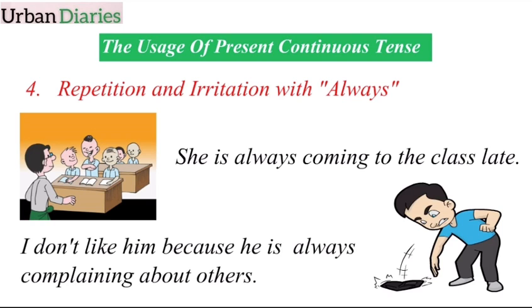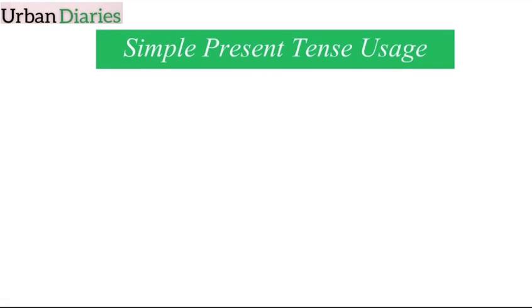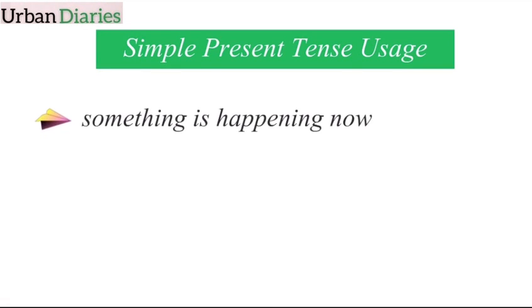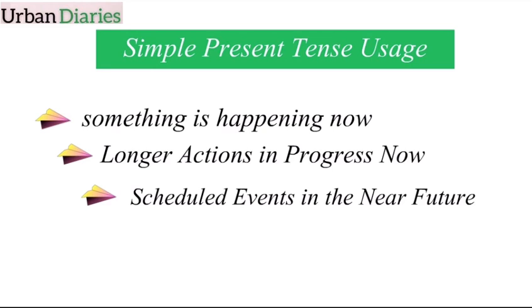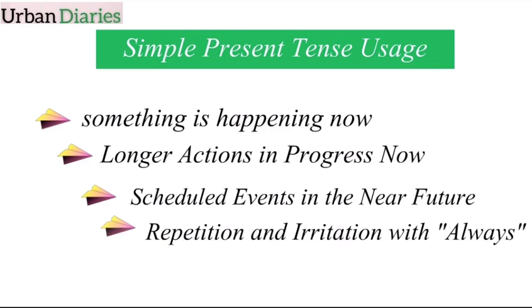Now let's repeat all of them one by one. So we use present continuous tense to express the idea that something is happening right now. We use present continuous tense to talk about longer action which is in progress. We use present continuous tense to talk about near future or the events happening in near future. At last, we use present continuous tense when we talk about repetition in our action.